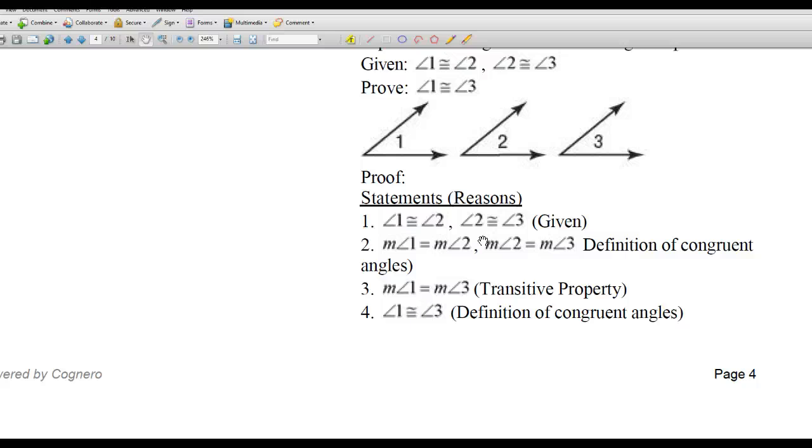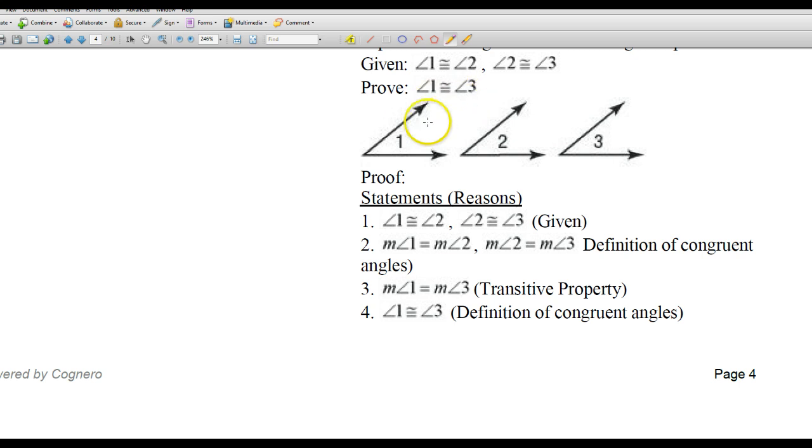In problem number 19, we want to prove the transitive property of angle congruence. So the transitive property of angle congruence states that given angle 1 is congruent to angle 2, and angle 2 is congruent to angle 3, then angle 1 will be congruent to angle 3. So a part of this proof is the transitive property of equality, but it's different from the transitive property of congruence because it deals with equal statements, not congruent statements.